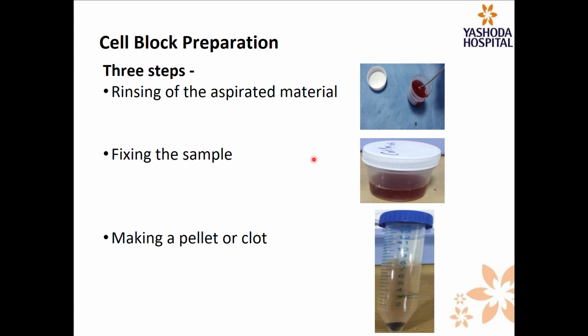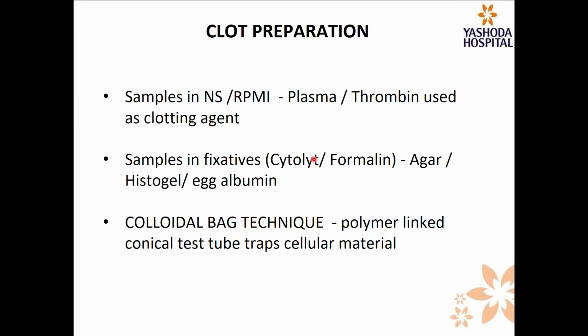There are 3 major steps which are involved in cell block preparation. First, you rinse the aspirated material into a sterile container. Then you fix the sample in 10% neutral buffered formalin, and then you make a pellet or a clot. Before we make a pellet or a clot, we have to add some clotting agent in that sample, which is done at the lab services center.